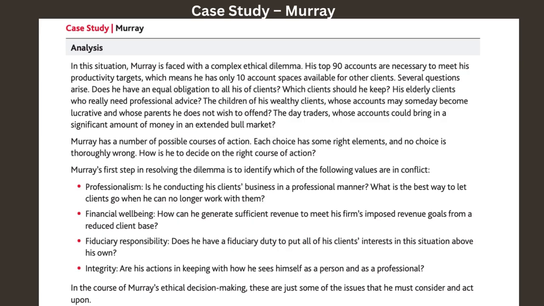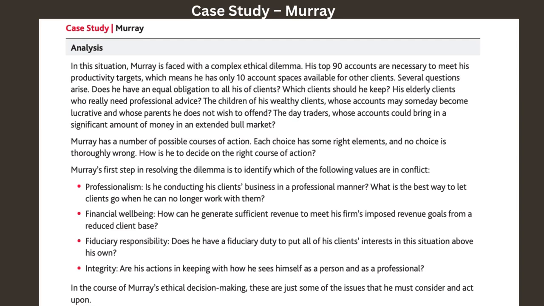Does he have an equal obligation to all of his clients? Which clients should he keep? His elderly clients who really need professional advice, the children of his wealthy clients whose accounts may someday become lucrative and whose parents he does not wish to offend, the day traders whose accounts could bring in a significant amount of money in an extended bull market. Murray has a number of possible courses of action, and each choice has some right elements, and no choice is thoroughly wrong. How is he to decide on the right course of action?